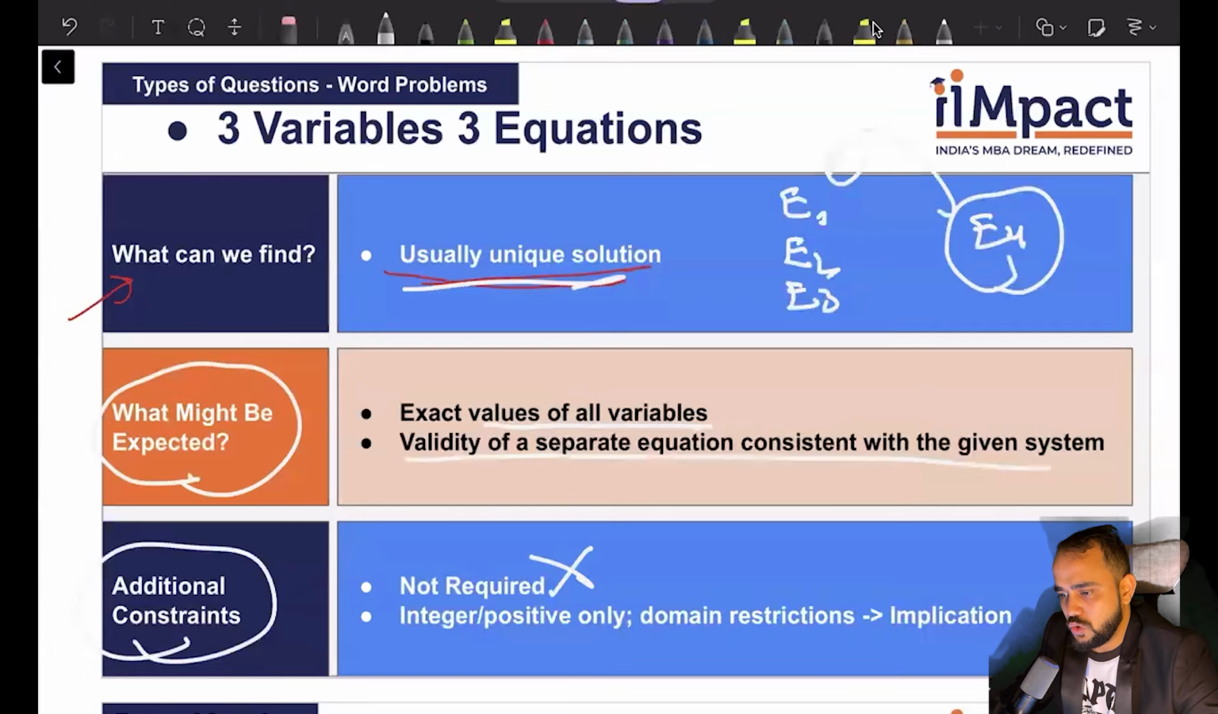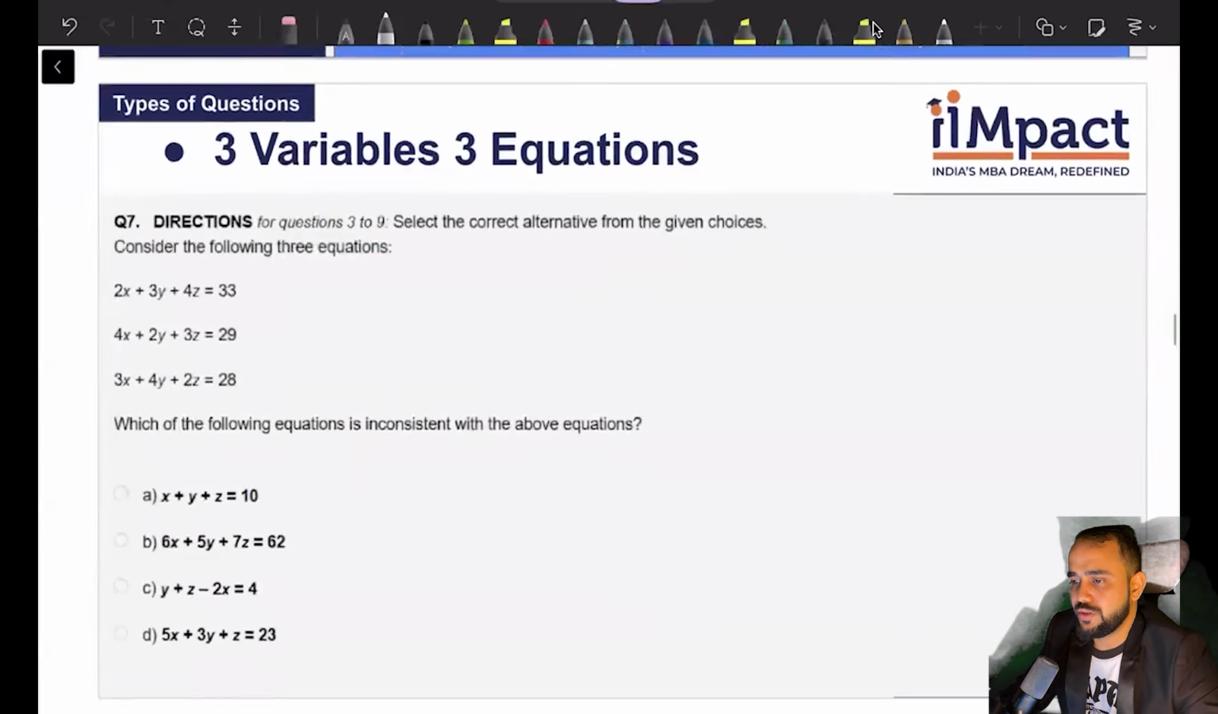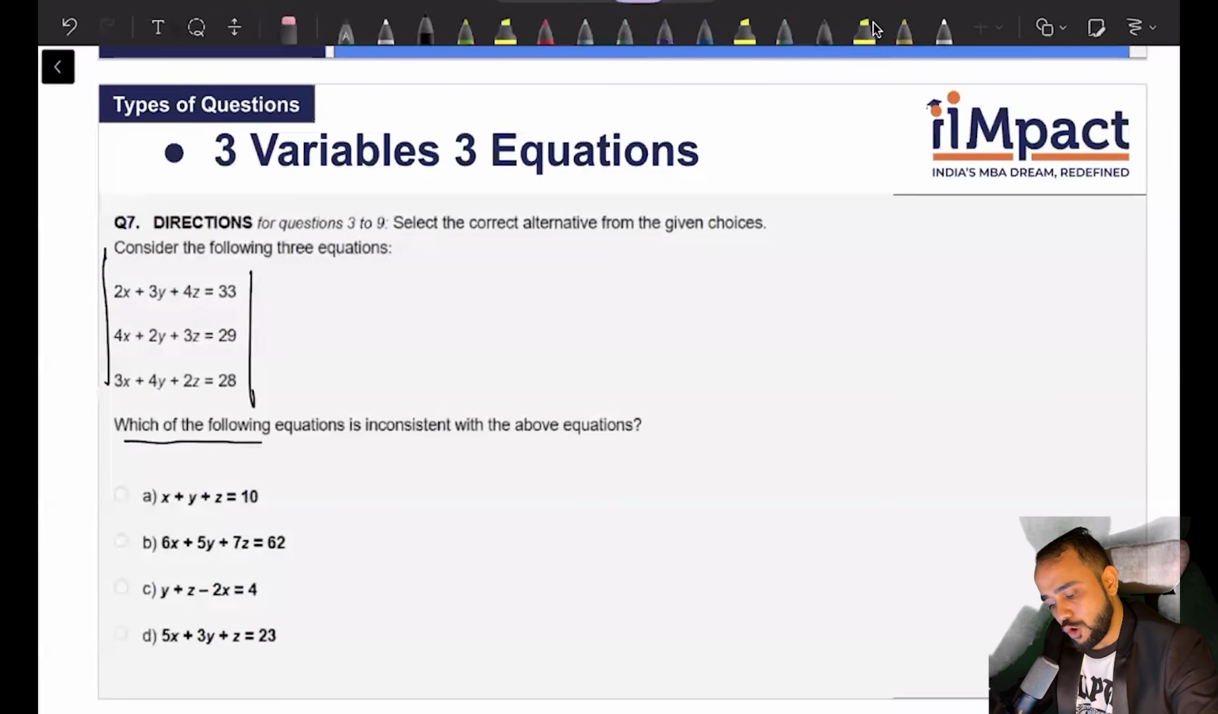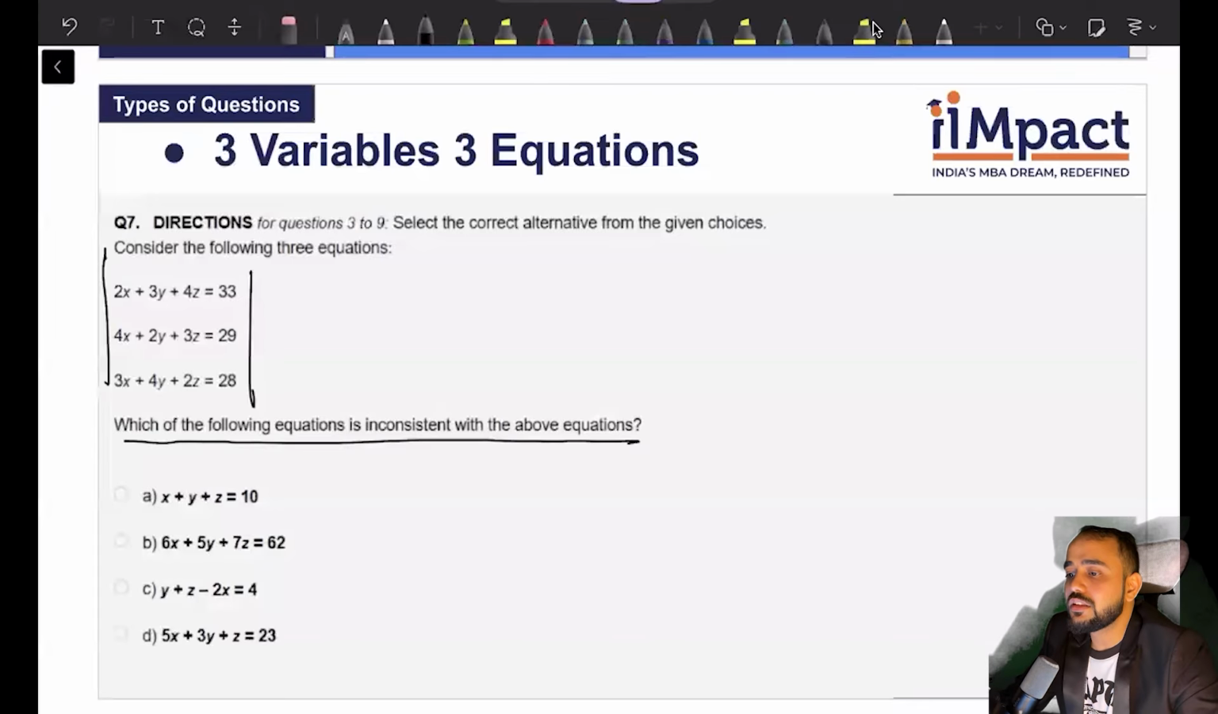Yeah. So let us look at some sort of questions. So this is the sort of question that I am talking about. They have given you three equations in three variables. They are asking which of the following equations is inconsistent with the above equations. What does that mean for us? What are they actually asking me?